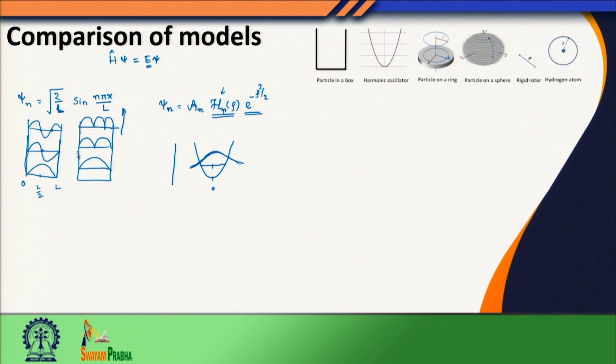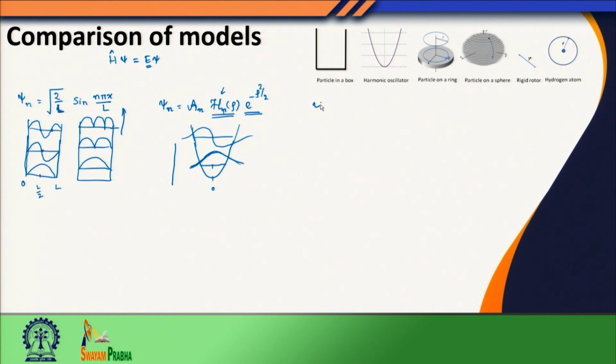Why is it so? Because in the particle in a box, the boundary has infinite potential, but here we have a soft boundary, so the wave function actually tunnels through. So, when I go to the higher wave functions, I would see this feature.